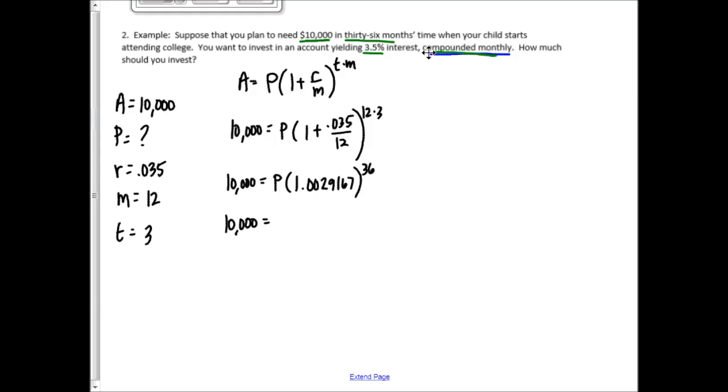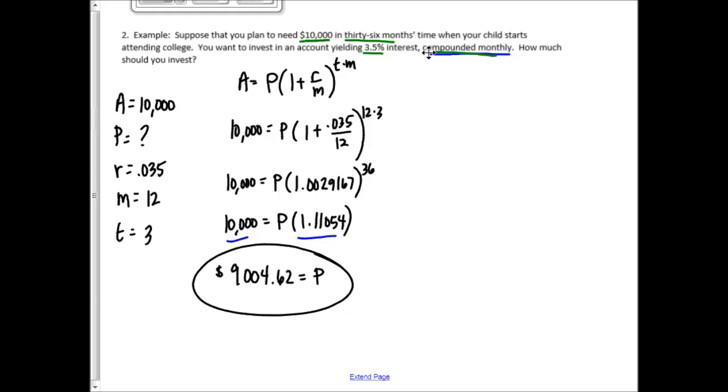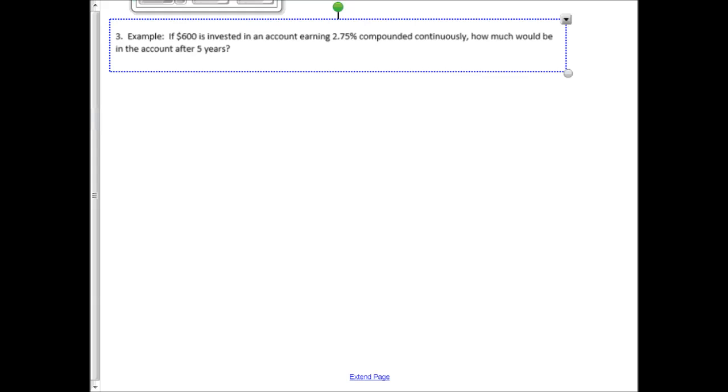All right, so then I took that 1.0029167 and raised it to the 36th power, and I got 1.11054. And then to solve for P, I would just divide both sides by that 1.11054. So I got that how much I need to invest is $9,004.62. So no way you can do these without a, well, you can, but no way you want to do these without a calculator, so make sure you have one that'll do this.